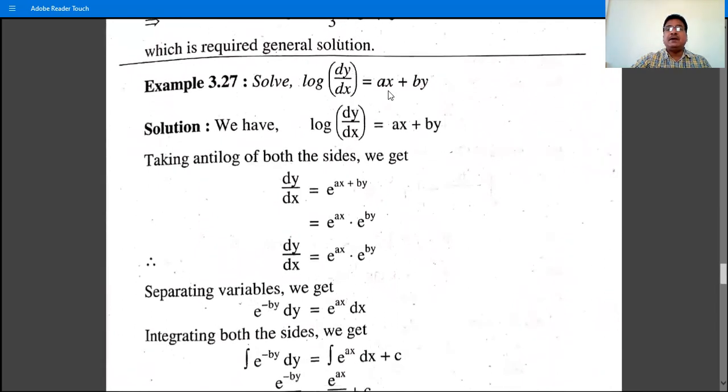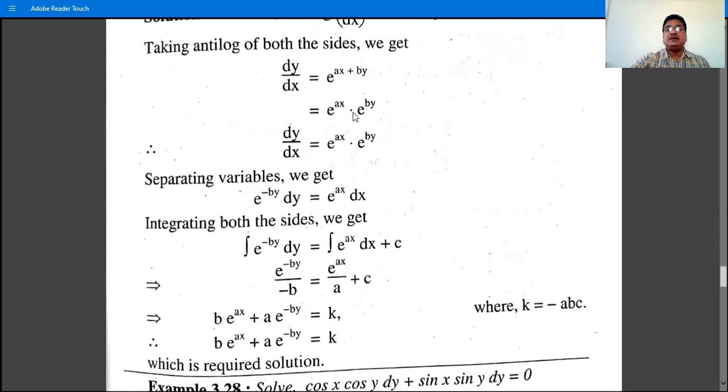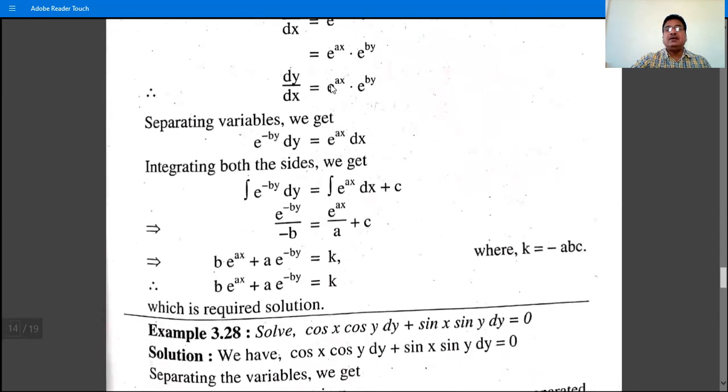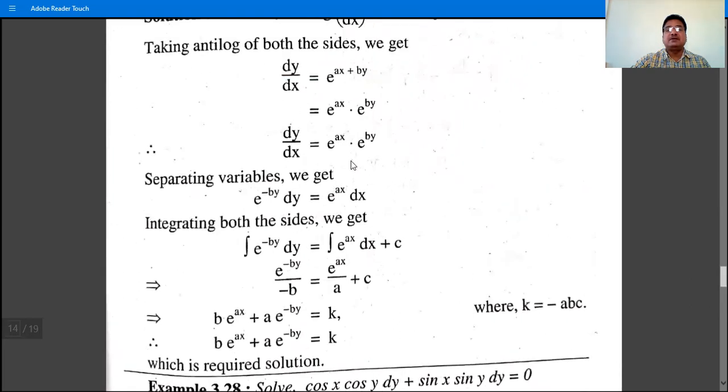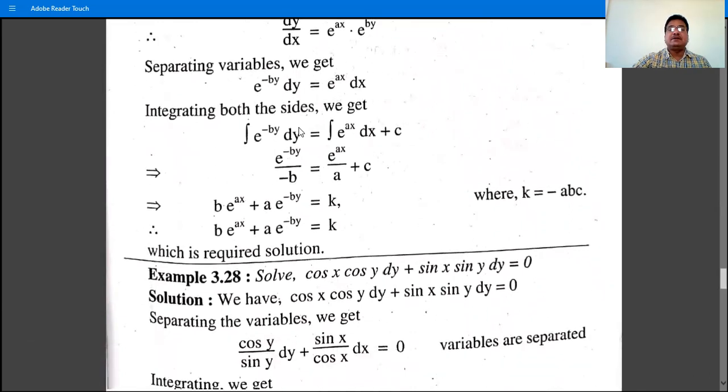Next example, log dy by dx is equal to a plus b y. So taking antilog of both sides, or shift this log to LHS, and so we have dy by dx is equal to e raised to ax plus by, because if log a is b, then a is e raised to b. So we have e raised to ax into e raised to by, dy by dx is this. Separate the variables. So this e raised to by to LHS becomes e raised to minus by dy is equal to e raised to ax, shift this dx. So now it is in the variable separable form. And then we have to integrate both sides.